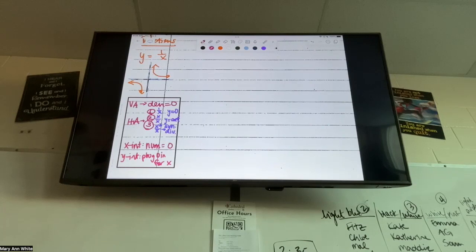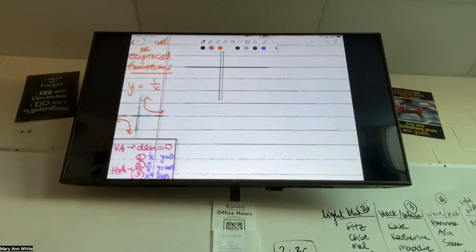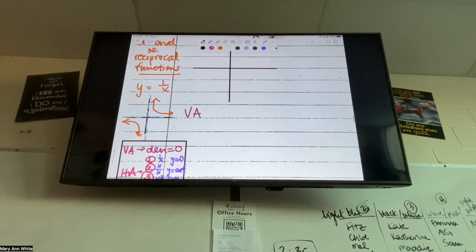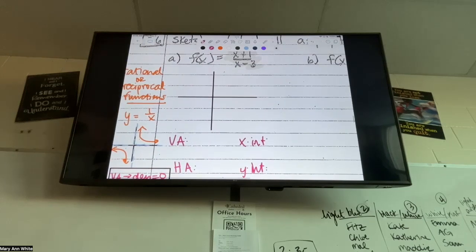So let's do 2 examples, right? Let's get into this first one. I'm going to leave space for a graph, so I'm going to put a graph right up here. And then I'm going to do all my work down here. So I'm going to do VA, I'm going to have an HA, I'm going to do an x-intercept, I'm going to do a y-intercept. If I need more room, I'll deal with that later. Okay, so we're dealing with that gray function right up there.